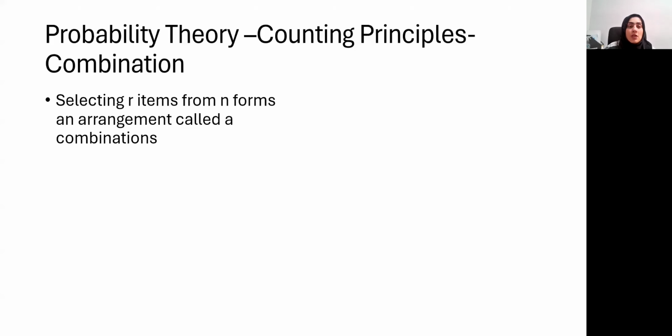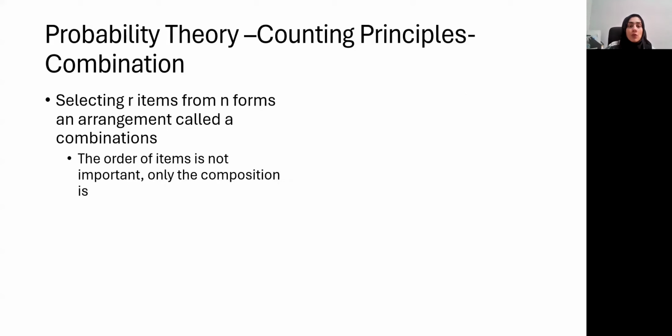Just like permutations, combination is the way of selecting R items from N, with the additional relaxation of the constraint that the order of items in the arrangement does not matter. In contrast, with permutations, the order of items does matter. So if the position of an item is changed with another item in the same arrangement, it makes a new permutation. But in the case of combination, the only thing important is composition, which items are there in the selection, and not in which order they appear.